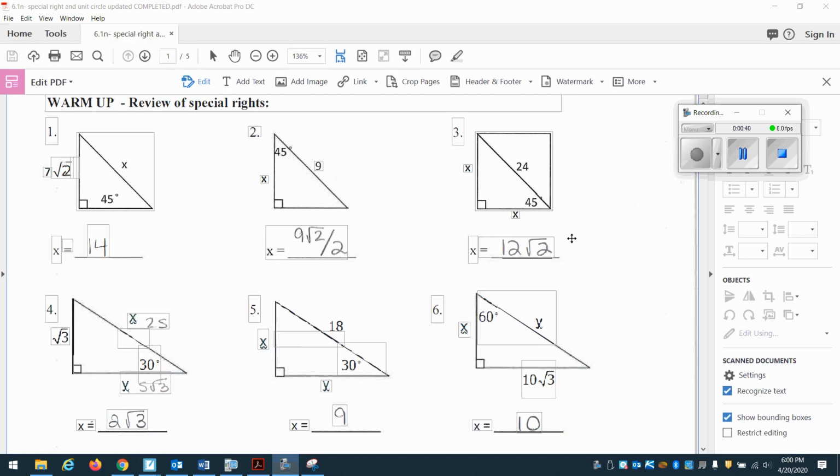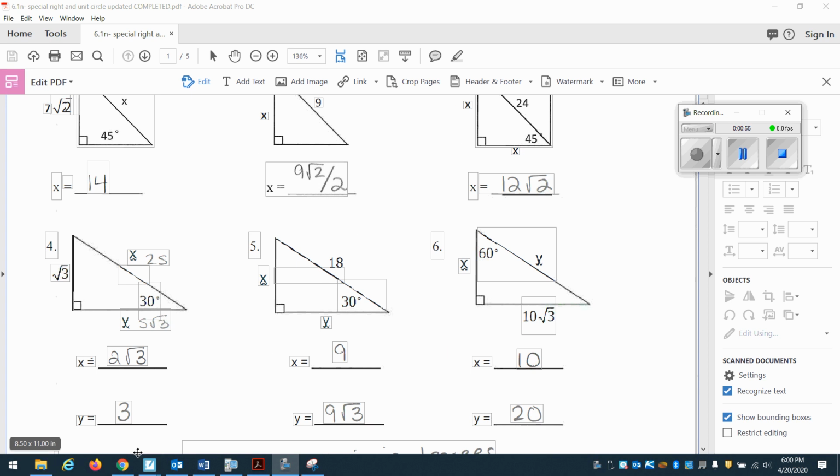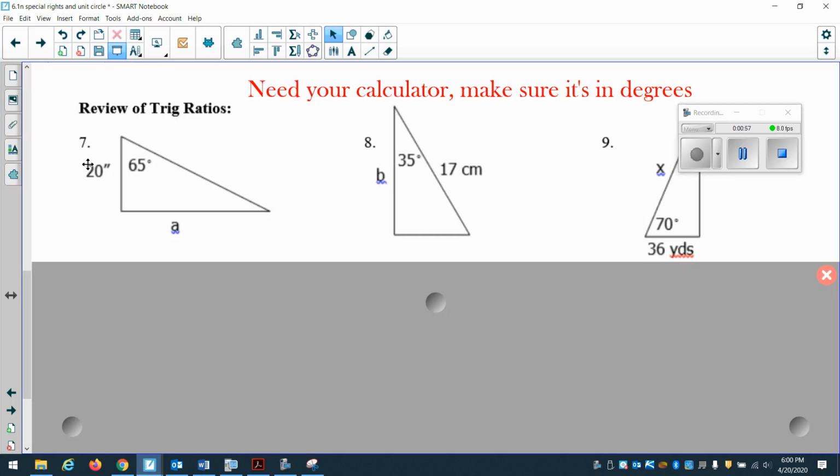Okay, here are the answers for review of special rights on the notes. This is what you see. We should have been able to find those values with the special rights. Then if you look below on the notes, we get into review of trig ratios. Now this is not special rights, it's just different angles, degree measurements given to us. You will need your calculator, but make sure it's in degrees.